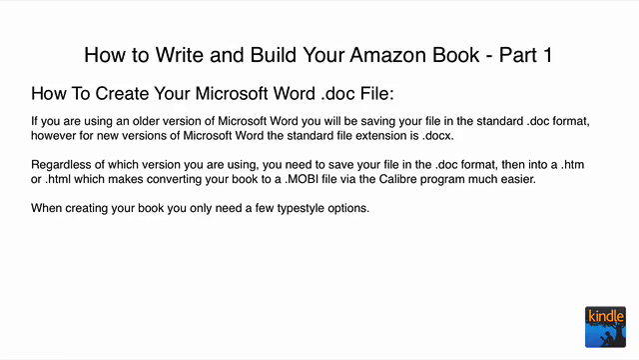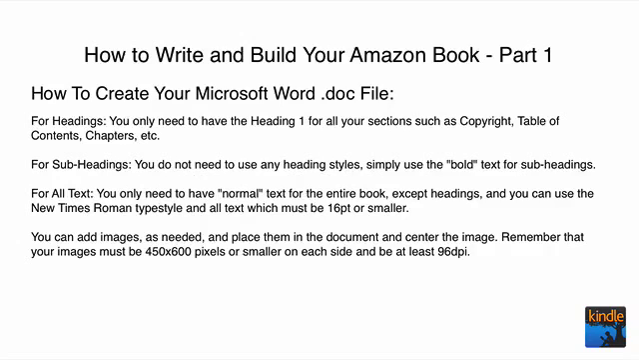So when creating your book, you only need just a few style options. For headings, you only need to have Heading 1 for all your sections, such as the copyright, table of contents, chapters, etc. For subheads, you do not need to use any type of heading style. Simply use bold text for subheadings. Now, for all text, you only need to have the normal type for the entire book, except for headings, and you can use the Times New Roman type style, and all the text needs to be 16 point or smaller.